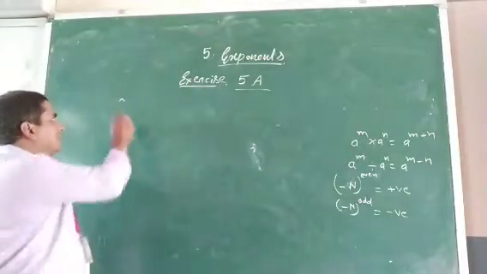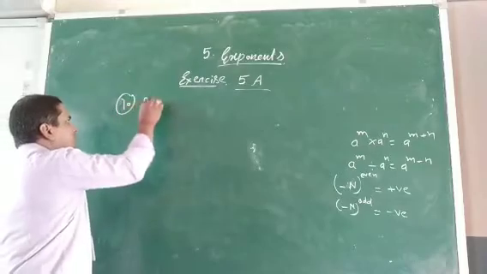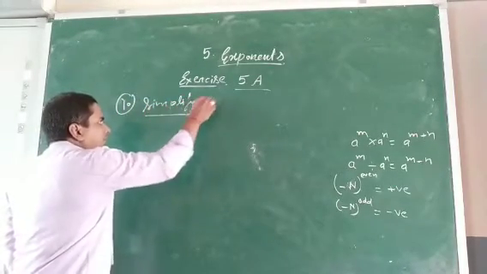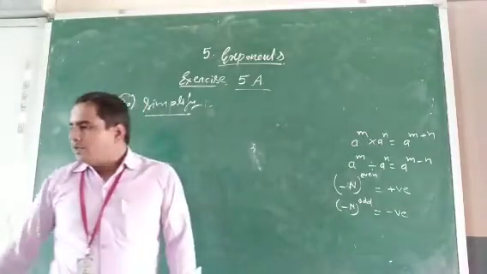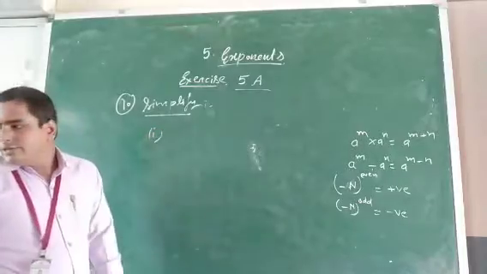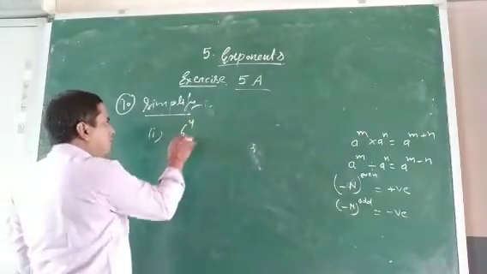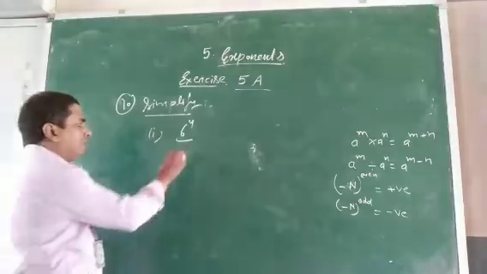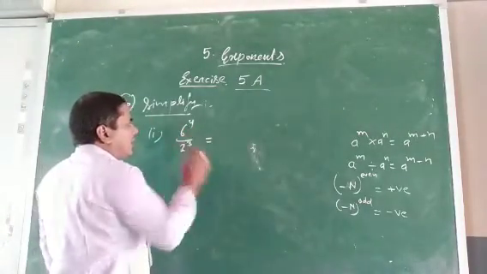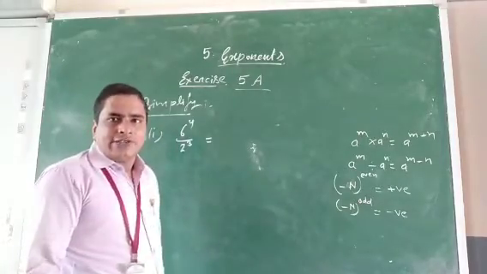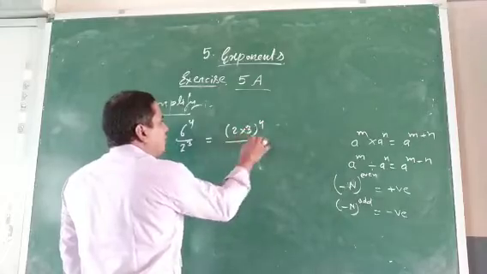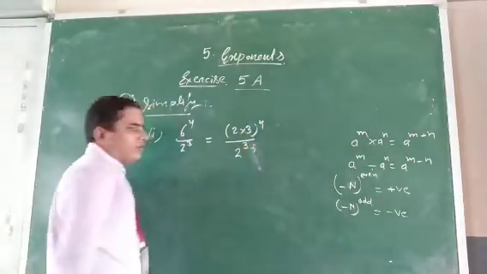Tenth question, given again. Simplify. What is given first? Here the first question is 6 to the power 4 upon 2 to the power 3. Now you can write this 6 in its prime factorization: 2 into 3, to the power 4, upon 2 to the power 3.